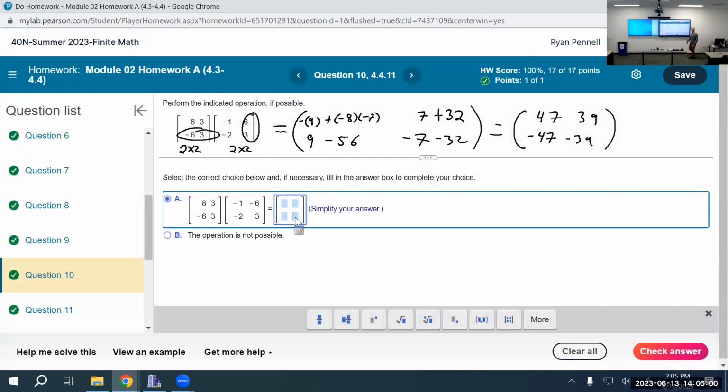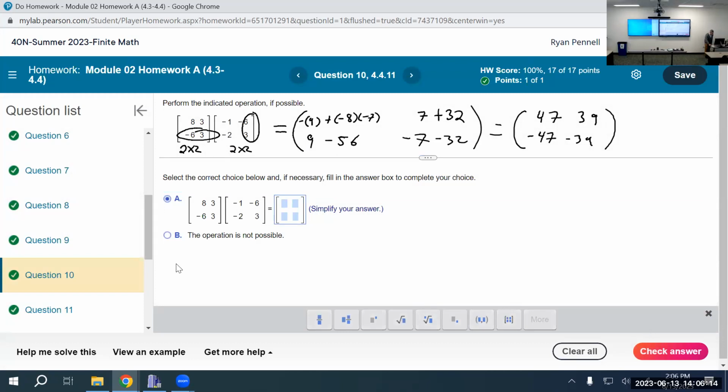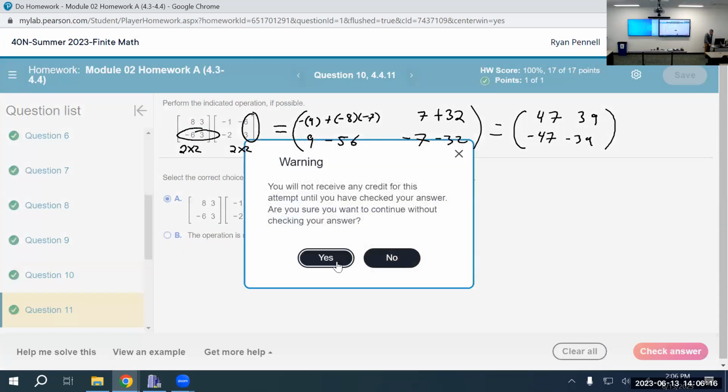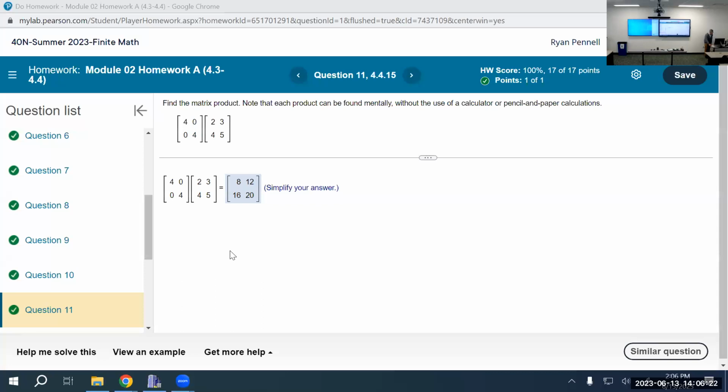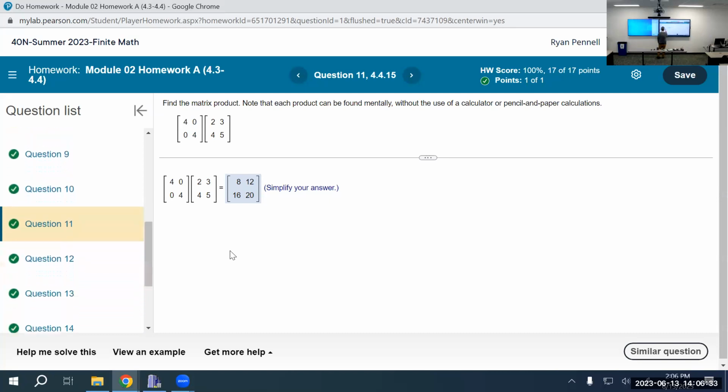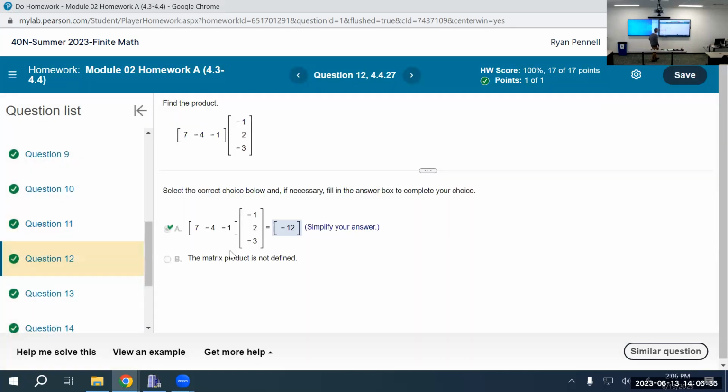I just wanted to show that because, of course, I'm more worried about teaching you how to multiply matrices, but you should also know how to enter it in. Number 11 is just more practice, so I'm going to move on for time reasons. Let's look at this one. This is number 12.